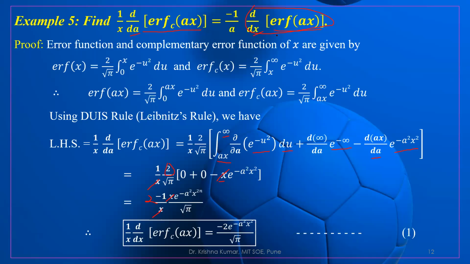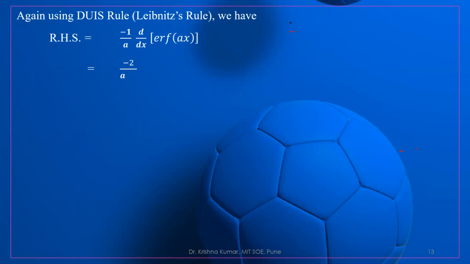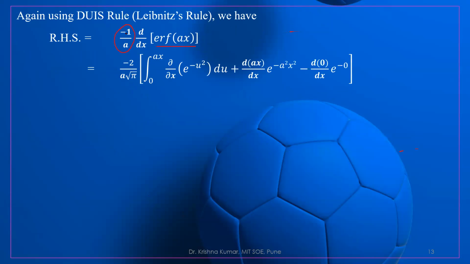So similarly, if we take the right hand side, we have already calculated its value. And if you multiply this by 1 upon a, we get the same answer. But let us try to calculate it. Right hand side, same thing. It is minus 1 upon a. We are taking it outside. What is the derivative of error function of a? So 2 upon root pi we have taken outside. So it will become minus 2 upon a root pi.